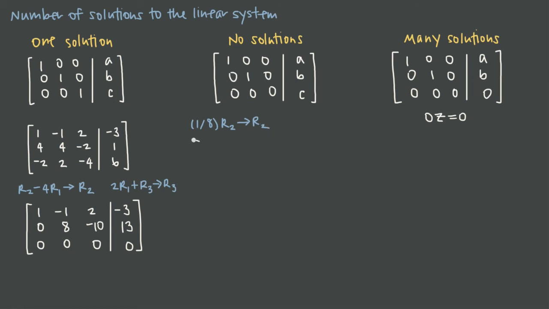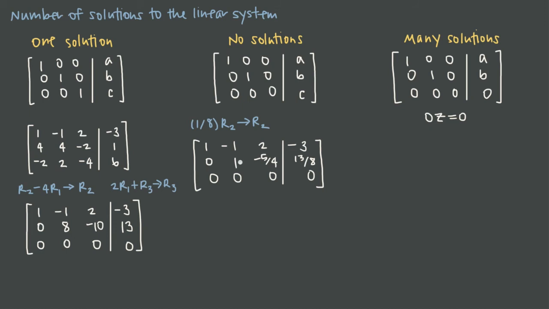When we do that, the first row will stay the same, 1, -1, 2, and -3. The second row, 1/8 times 0 is 0. 1/8 times 8 is +1. 1/8 times -10 is -10/8, or -5/4. And 1/8 times 13 is 13/8. And then our third row is still all zeros.